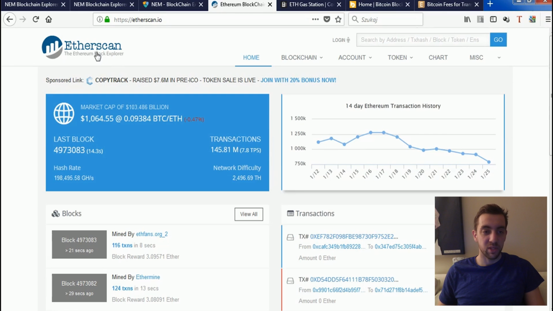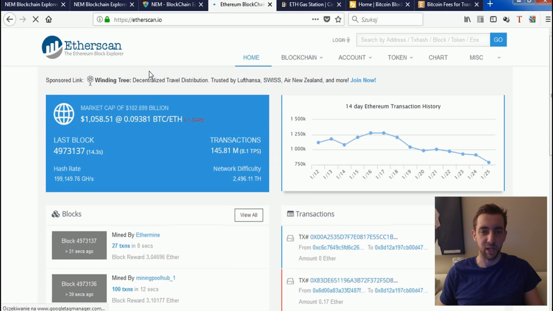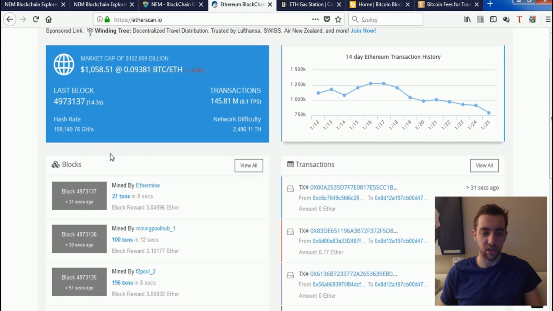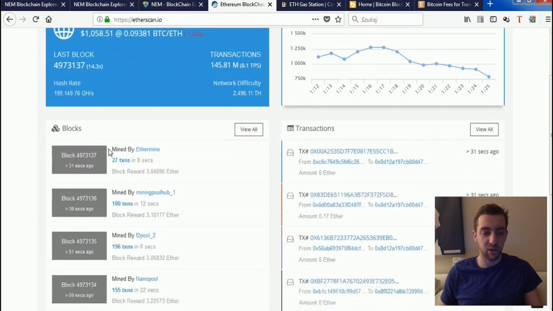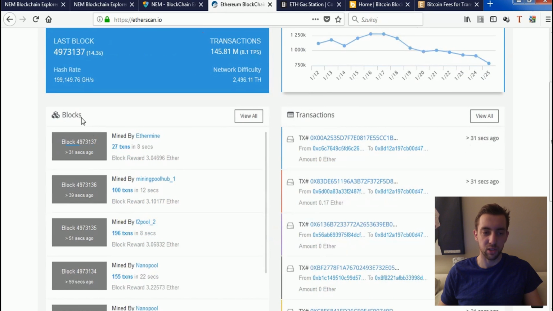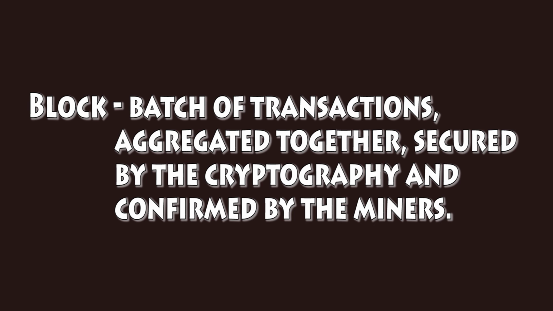So let's start with Etherscan. Etherscan is a blockchain explorer for the Ethereum network. I will just reload this page, so we will have the newest version. And here we see our last blocks. A block is a group of transactions aggregated together and confirmed by miners.